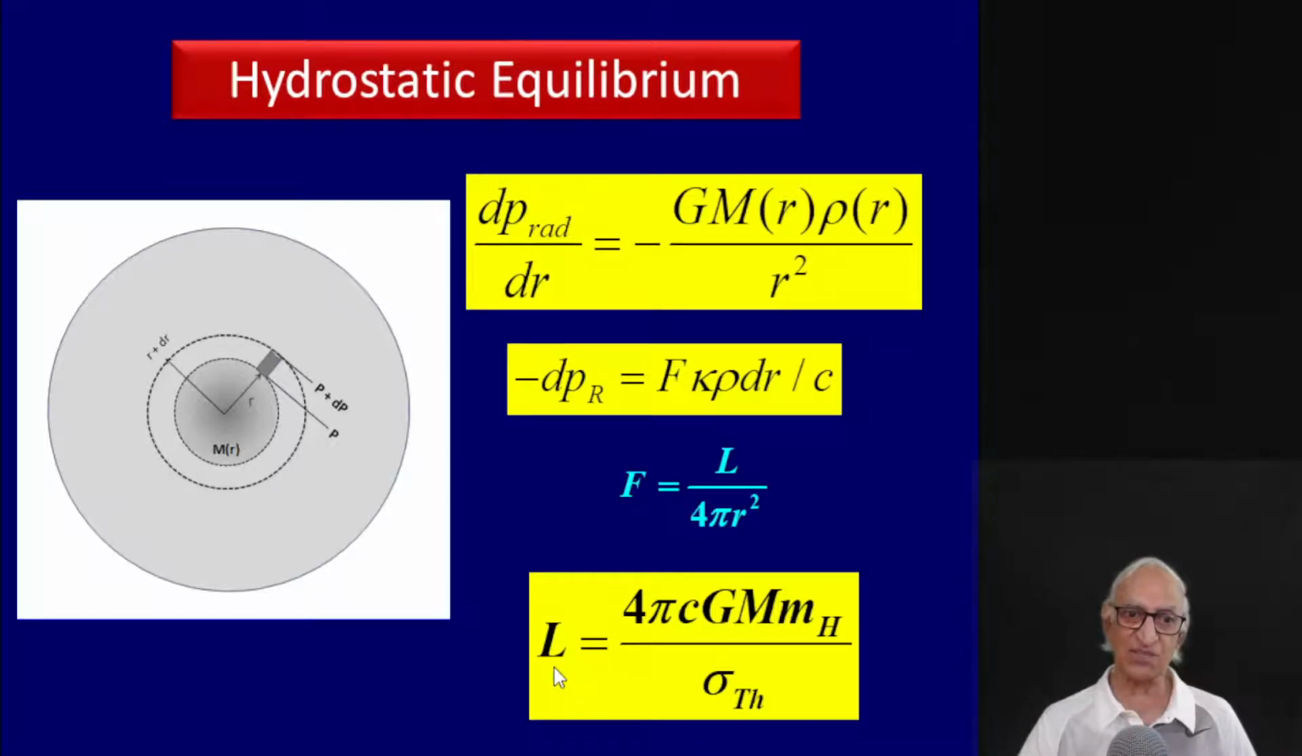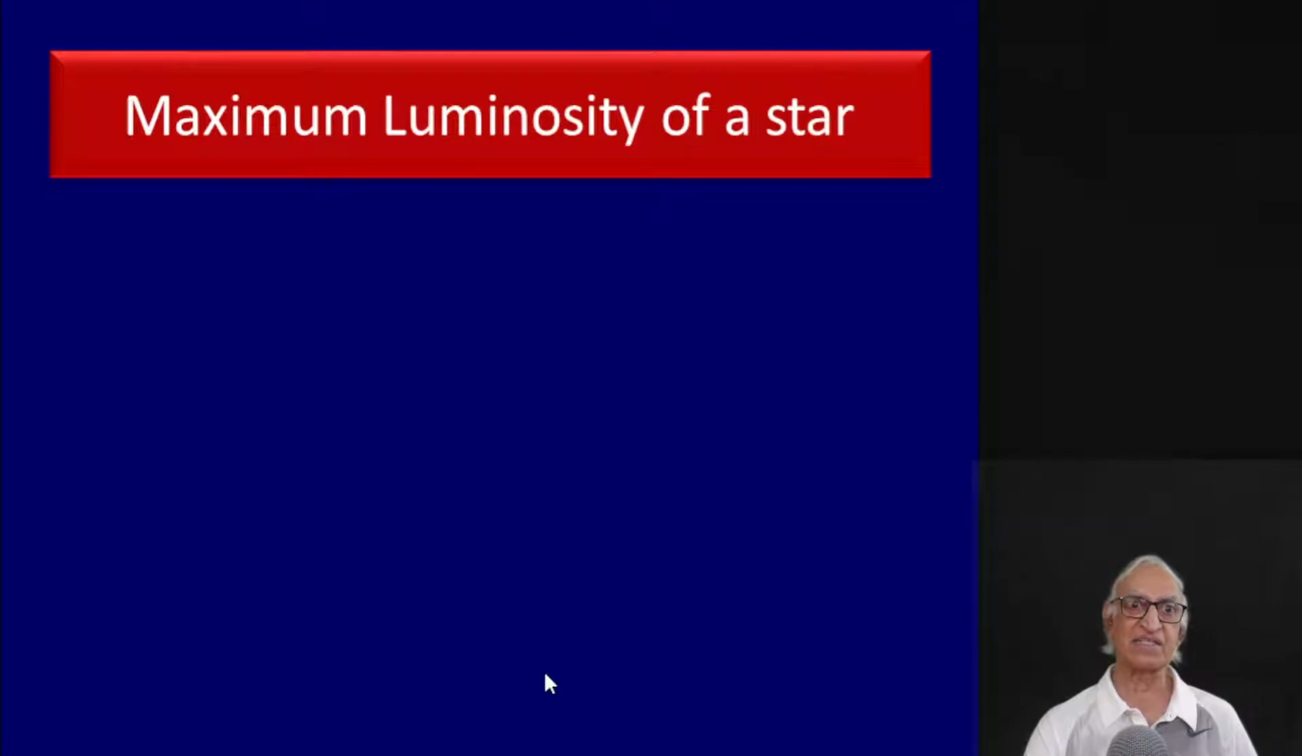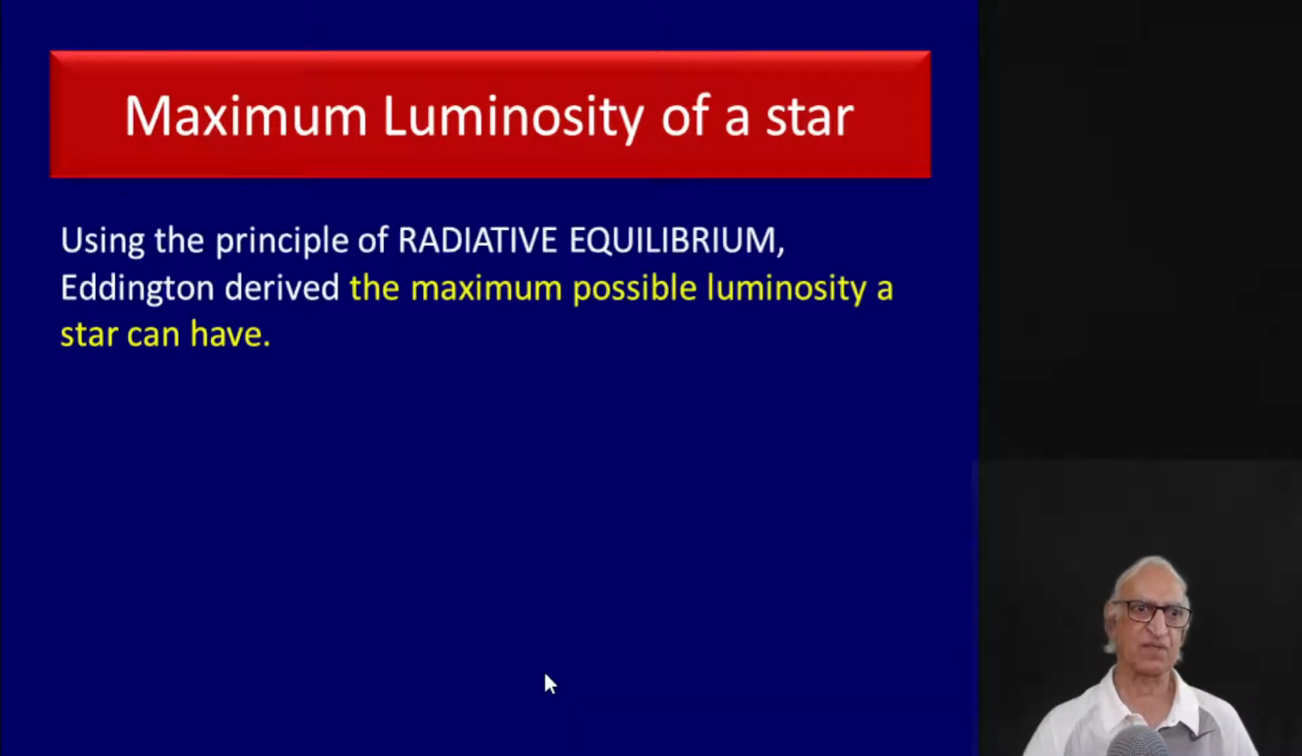Therefore, if the luminosity of the star were to exceed this value, then radiation pressure will overwhelm gravity and the star will be blown apart. So this value of luminosity is the maximum luminosity a star can have.